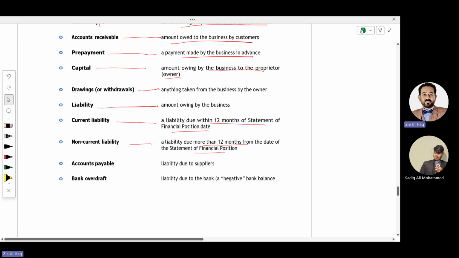Accounts payable, a liability due to suppliers that we need to pay, meaning what the business owes to suppliers from whom we bought goods on credit. And bank overdraft, a liability due to the bank, meaning the negative bank balance that we need to pay to the bank.